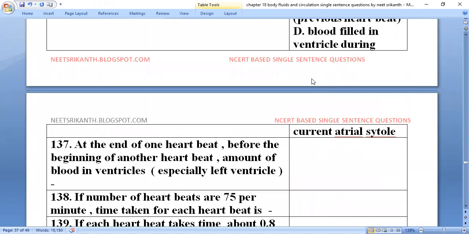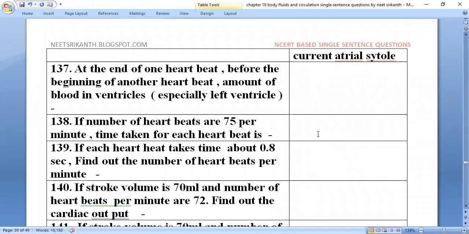This is the answer. At the end of one heartbeat, before the beginning of another heartbeat, the amount of blood in the ventricle is 99 ml. If the number of heartbeats is 75 per minute, what is the time taken for each heartbeat? Let us do the problem here. 60 seconds, 75 beats. So we write 60 by 75 beats, and we get the answer 0.8 seconds. So if the number of heartbeats is 75 per minute, each heartbeat takes about 0.8 seconds.